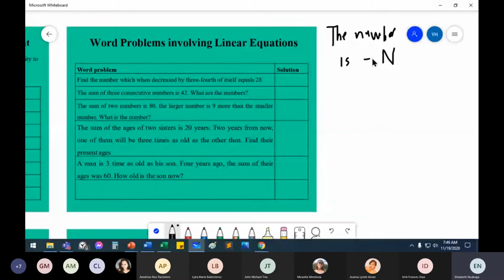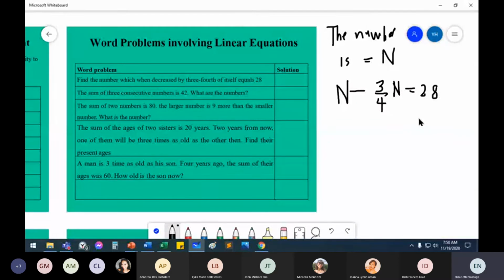Now I'm going to put it here. n decreased by 3/4 n equals 28. I'm going to make that an equation. n decreased by 3/4 of n equals 28. Bingo, you have 5 points. Very good. I have the equation already.